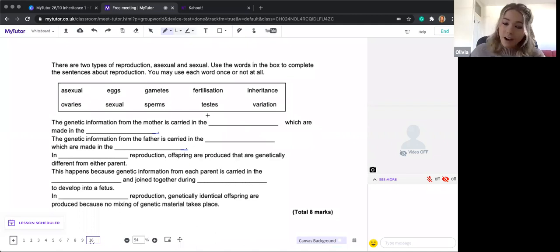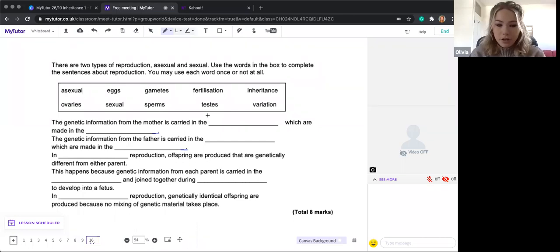The genetic information in the father is carried in the something which are made in the something. Good. So the genetic information from the mother is carried in the eggs which are made in the ovaries. The genetic information from the father is carried in the sperm which are made in the testes.